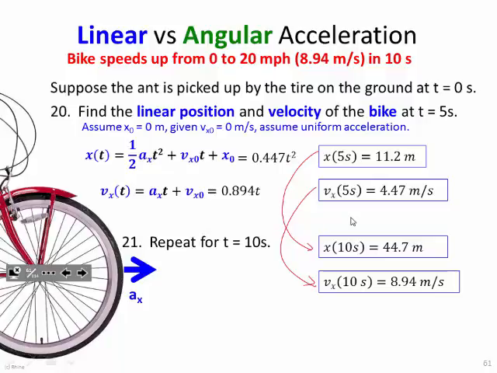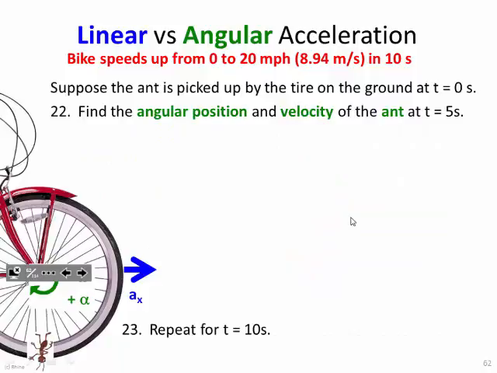Okay, next. Let's find the angular velocity of the ant at time equals 5 seconds. What do you think I would do? What method? Same method? No. I don't know those yet. I don't know what you're talking about. Those don't exist. Not until 3 slides later will those exist.